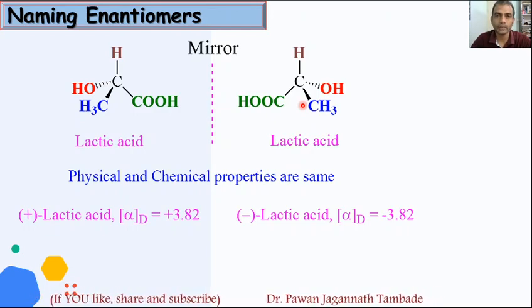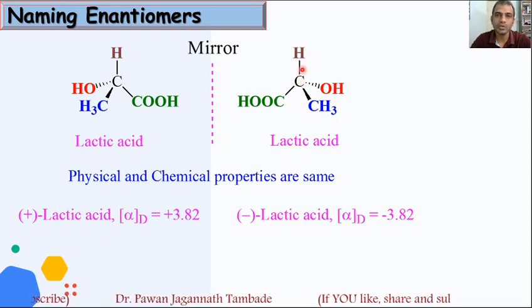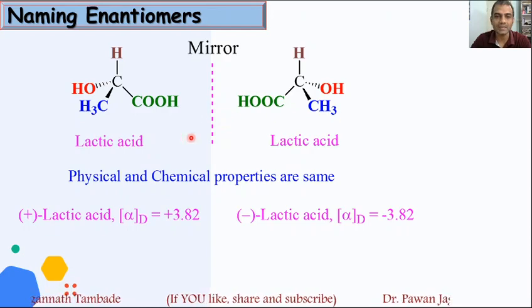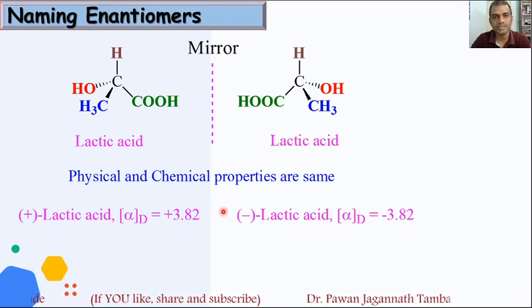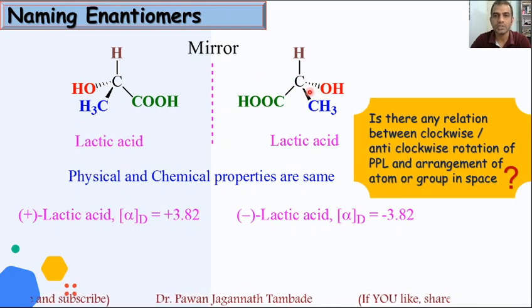But when we thought deeply, whether on the basis of arrangement of atoms or groups across this chiral center it is possible to name this molecule? No. Both the molecules are lactic acid, only their behavior towards plane of polarized light is different. So we can recognize them as either plus lactic acid and minus lactic acid. But is there any relationship between this plus and minus sign and the arrangement of atoms or groups across this chiral center? There is no such relation.